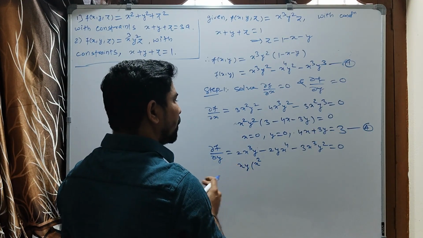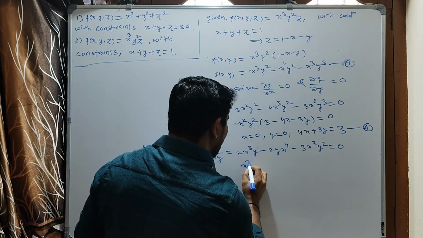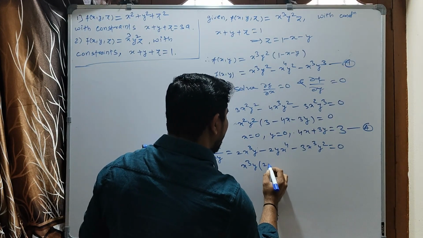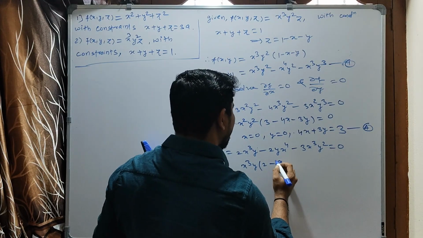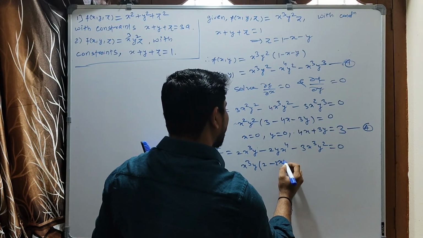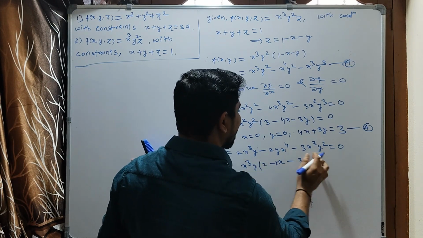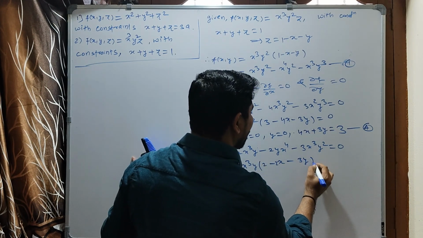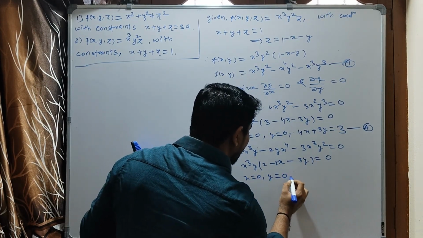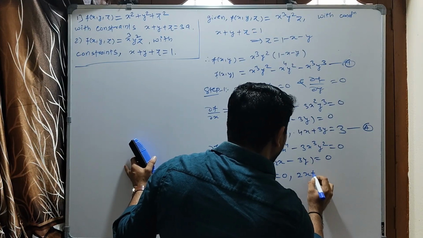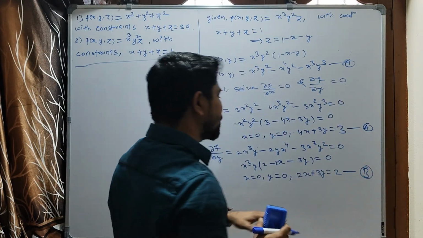Here you can take x cube common. So here, x cube, y is 2 times... minus 2, this is x cube means x, this is 2 times x. Here y is common, minus 3 times, so here x is taken common. So this is y, one more y, which is equal to 0. So from here x equal to 0, y equal to 0, and here 2x plus 3y equal to 2. Let's say this is b, the pair of equations with b.